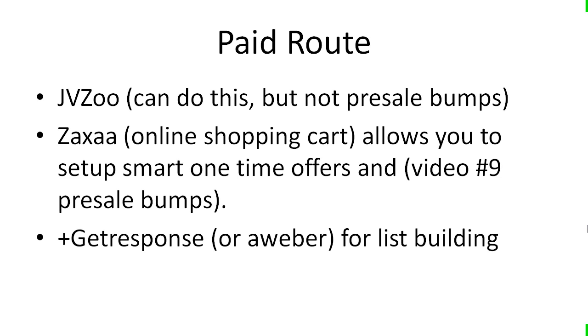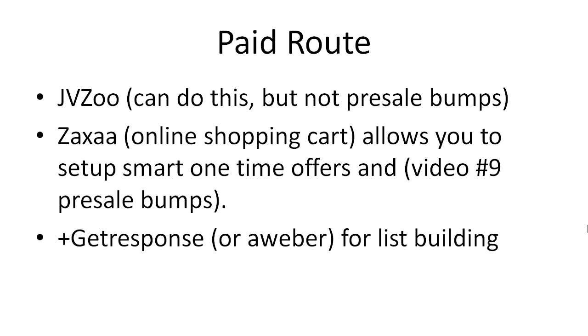Second of all, you're going to need GetResponse or Aweber for list building. So you need to have some sort of autoresponder service that you can integrate into JVZoo and Zaxa. They both integrate into GetResponse, and they both integrate into all sorts of autoresponder services. Now, with Zaxa, it's super easy. I'm going to show you that in this particular video series. I'm going to focus on that because they primarily make it so easy for you to set up.